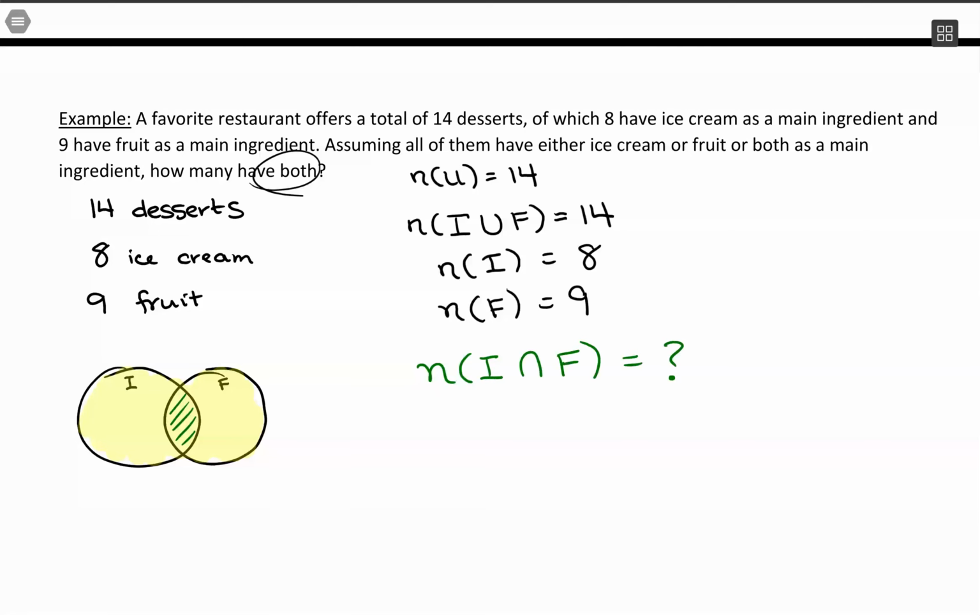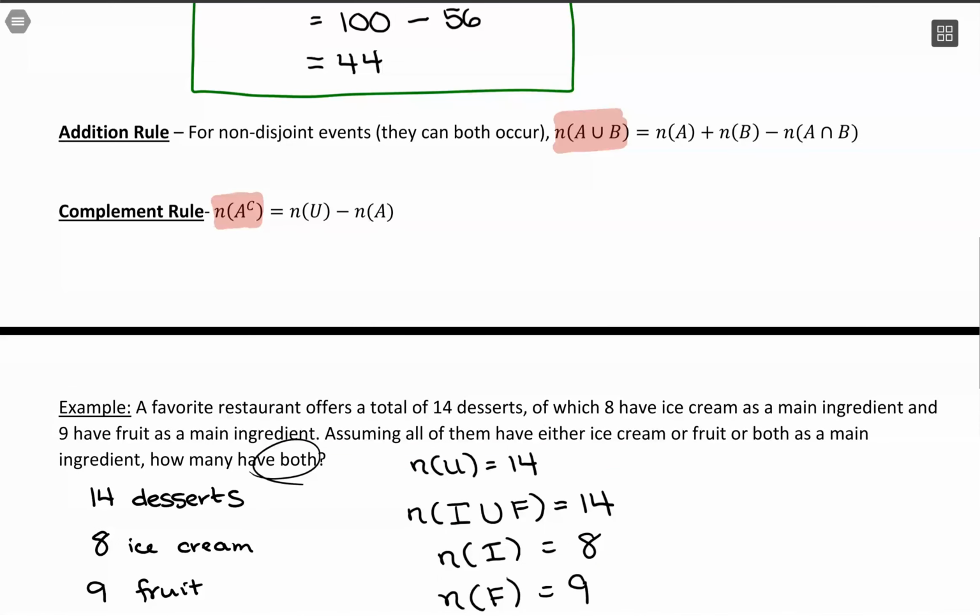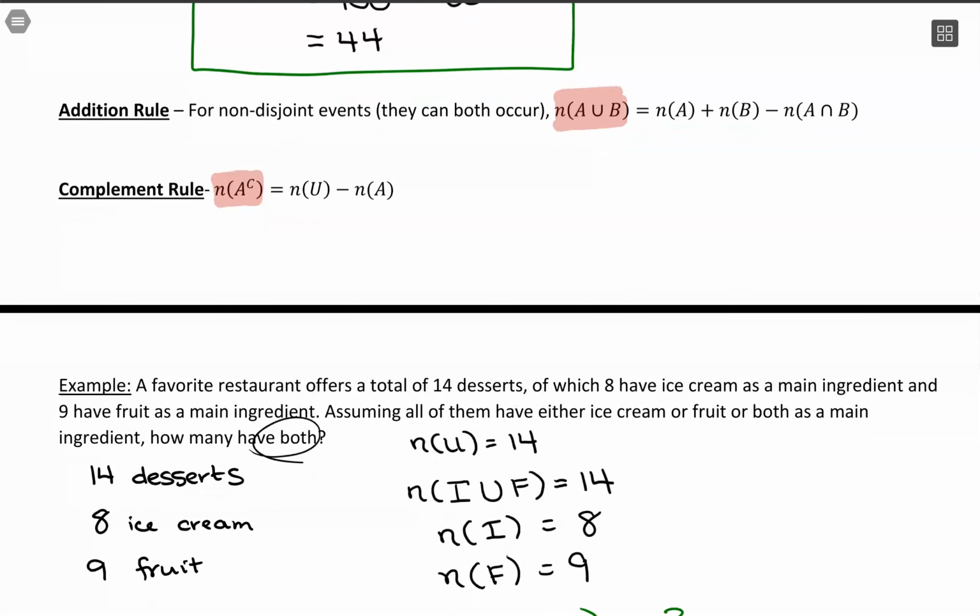Now, the pieces coming through here, we have a union, we have the single sets, and we don't know the intersection. Something that's going to relate these pieces to each other is that addition rule that we're talking about up here. We can see our union, the intersection, the individual values. Just be careful of, up above, we were solving for a union. In this case, we'll actually be solving for the intersection.